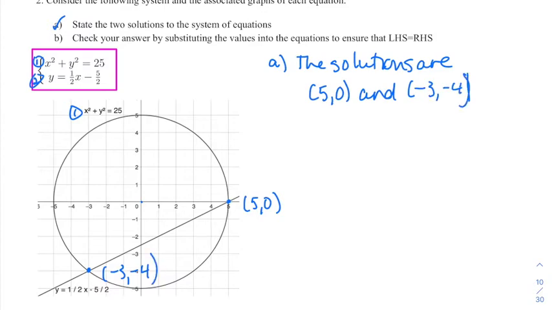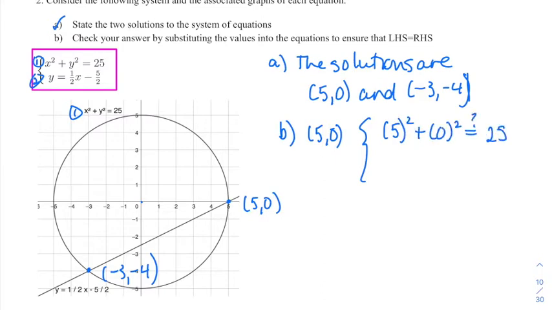Okay. Now it says check your answer by subbing the values into the equations to ensure that left-hand side equals right-hand side. All right. So to check 5, 0, okay, 5 squared plus 0 squared equals 25, question mark? It does. Y equals 1/2 x minus 5 over 2, oops, I should be subbing in 0. So 0 equals 1/2 5 minus 5 over 2. Well, yep, that is also 0. That is also true. Let's check -3, -4.